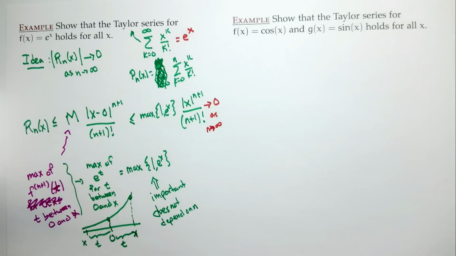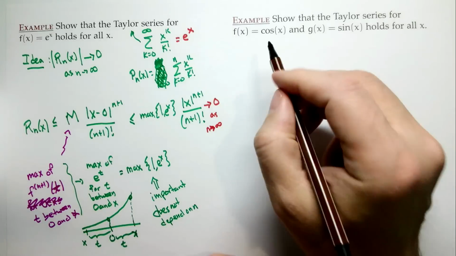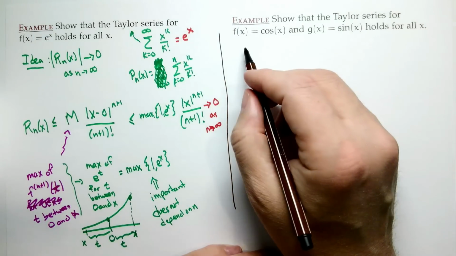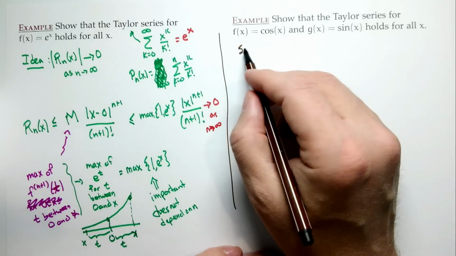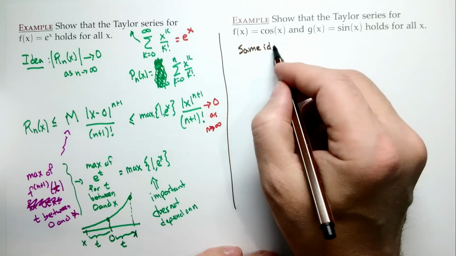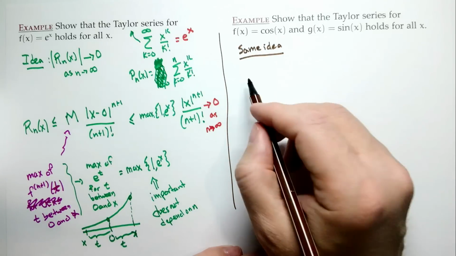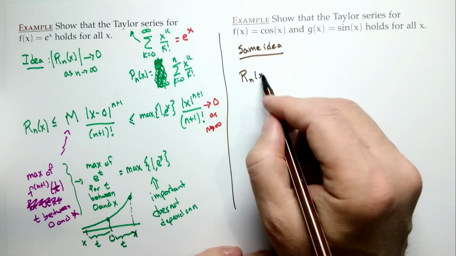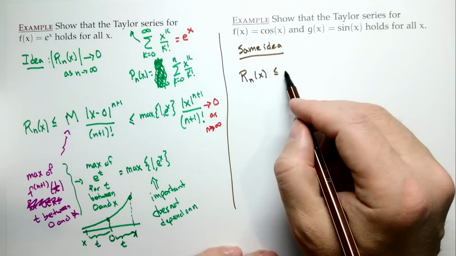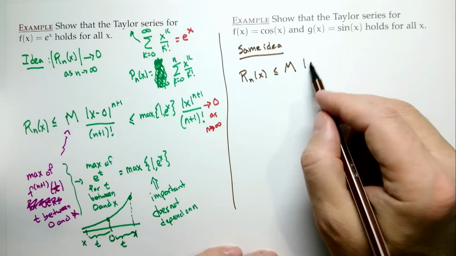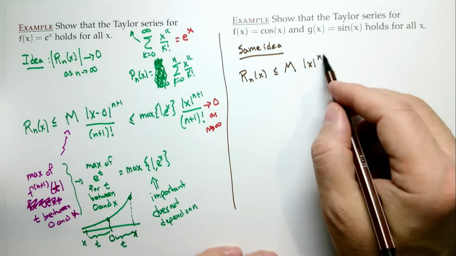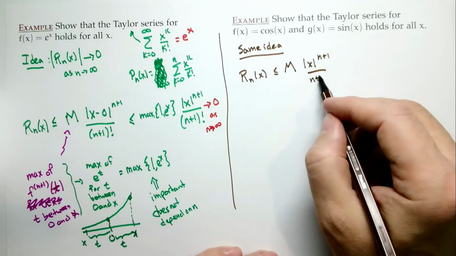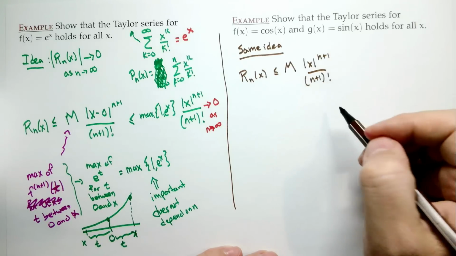How about cosine and sine? Well, it's probably not going to surprise you. We're going to have the same sort of thought process, so we're just going to run through the idea. Same idea again. So what do we want to do? Well, we're going to take a look at our error, Rn of x. It's bounded by m times the size of x to the n plus 1 over n plus 1 factorial.